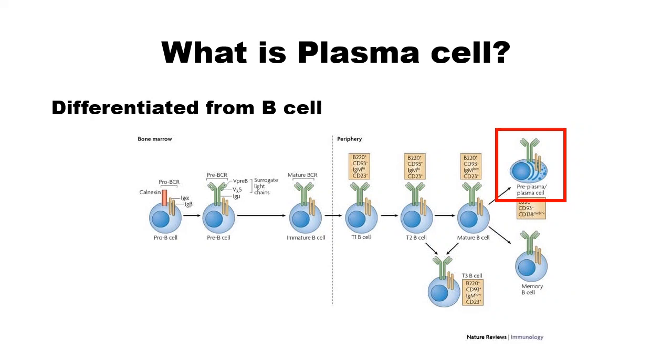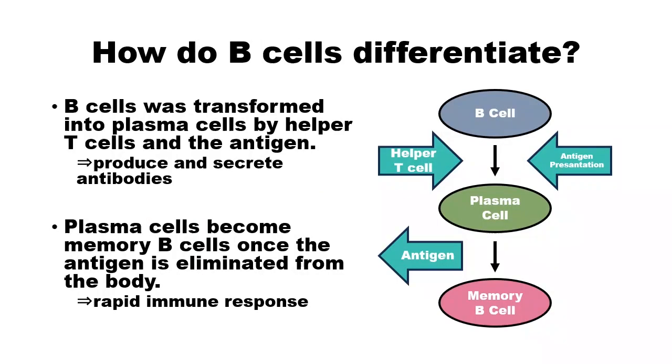Plasma cells are differentiated from B cells. When an antigen invades the body, B cells are activated by helper T cells or by the antigen and transform into plasma cells. Once the antigen is eliminated from the body, the plasma cells become memory B cells, ready to mount a rapid immune response the next time the antigen invades the body.